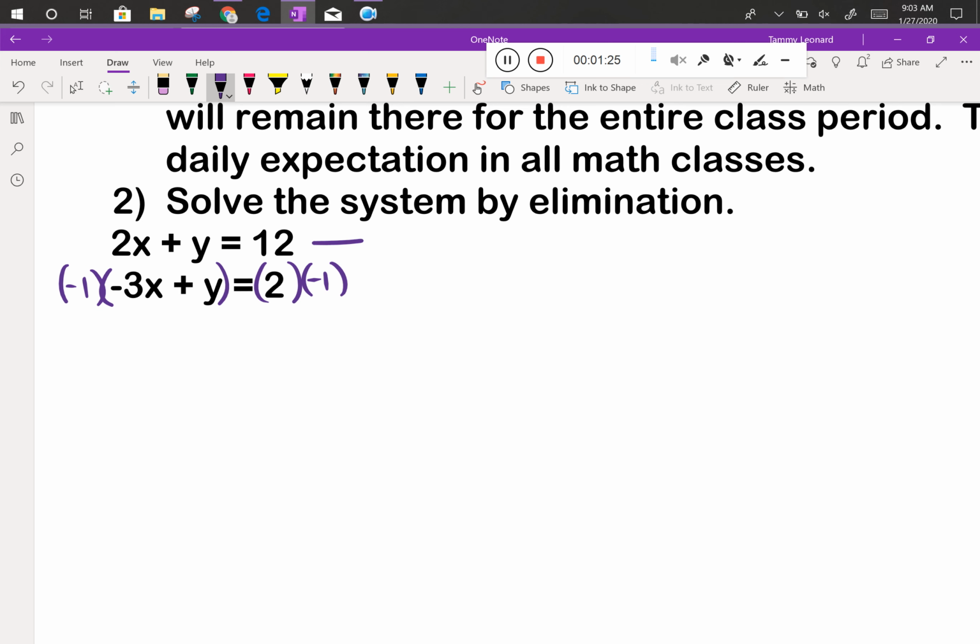So I'm going to rewrite the top equation without changing it at all. The only reason I'm rewriting it is so that they'll stack up nicely.